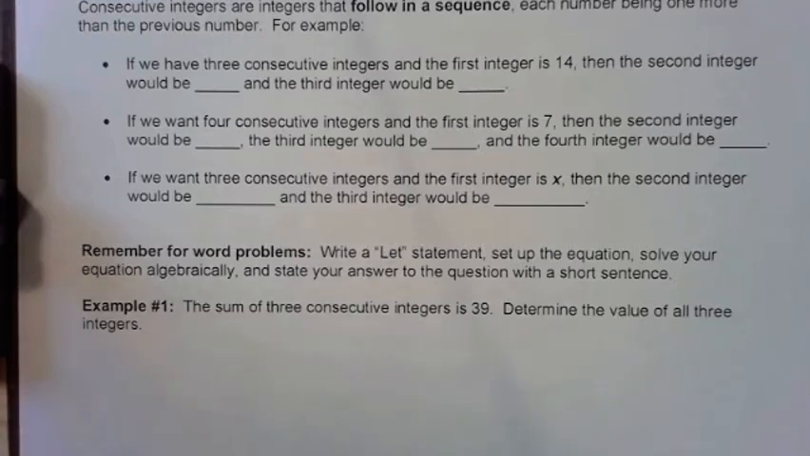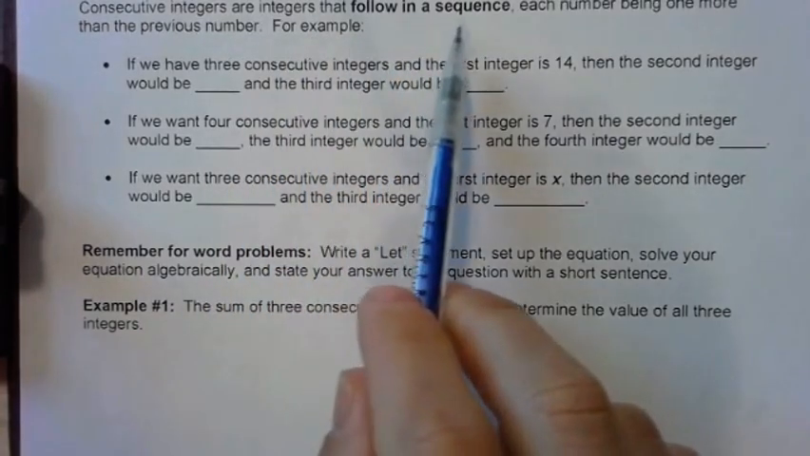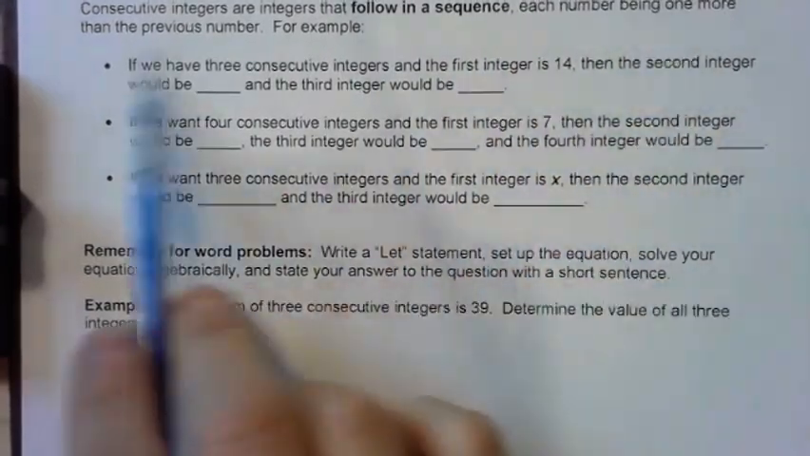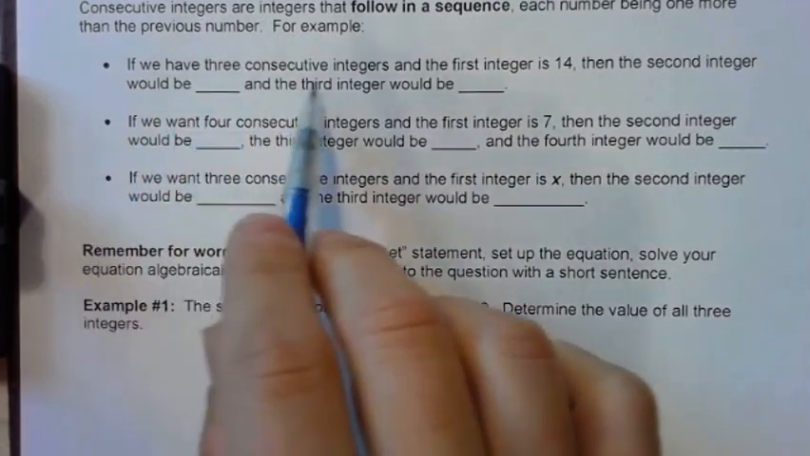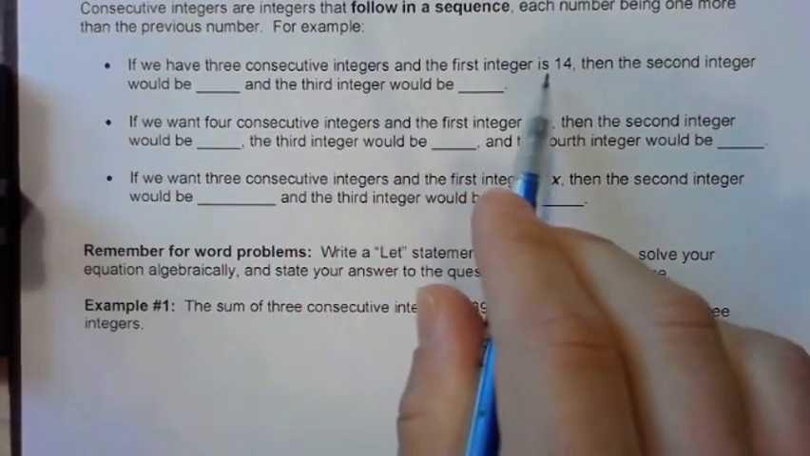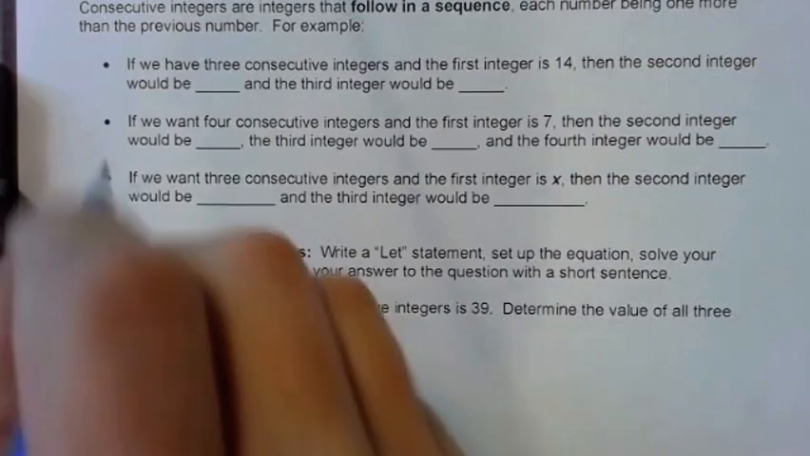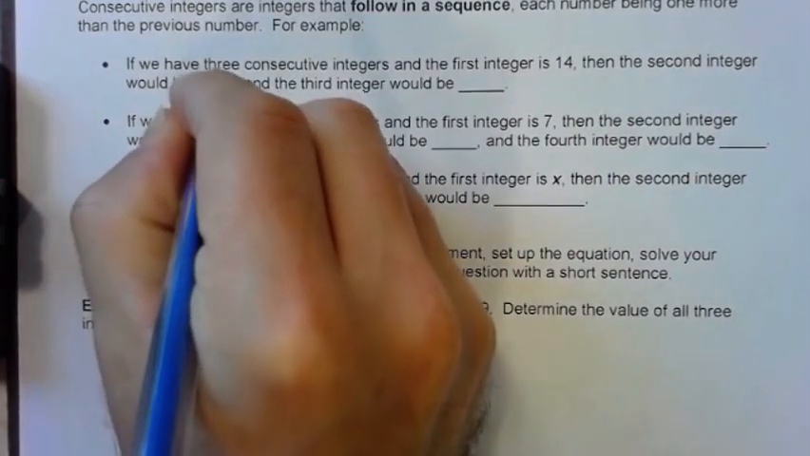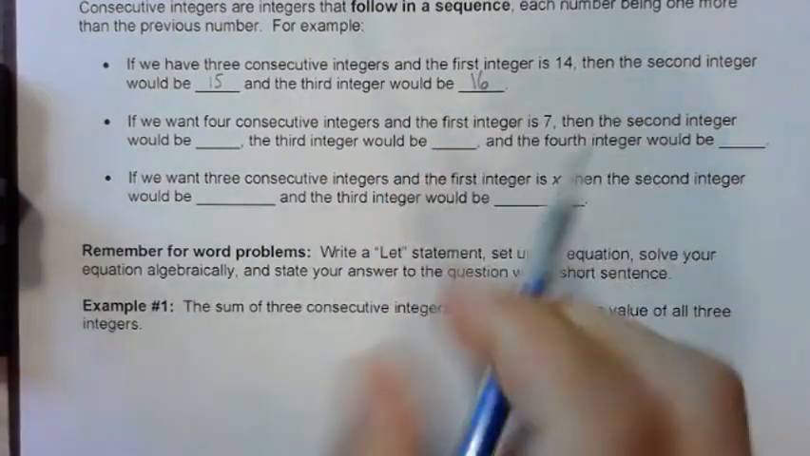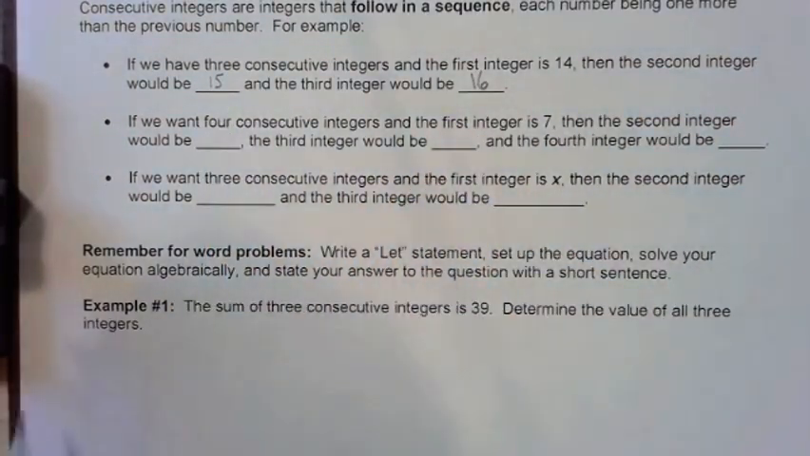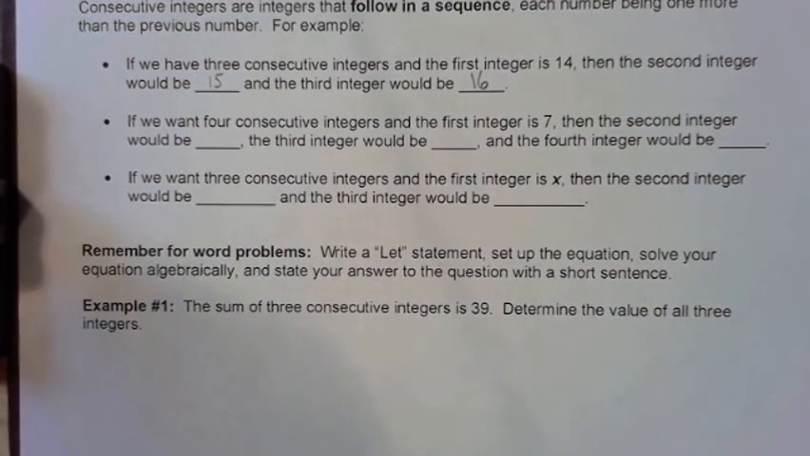In this video, we're going to be learning about consecutive integer word problems. Consecutive integers are integers that follow in a sequence, each number being one more than the previous number. For example, if we have three consecutive integers and the first integer is 14, then the second integer would have to be 15 since it's one more than that, and the third integer then would have to be 16. 14, 15, 16 are the three consecutive integers.